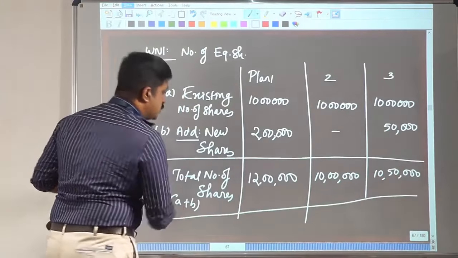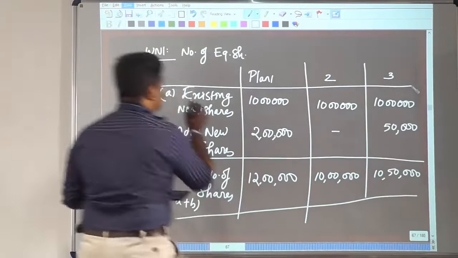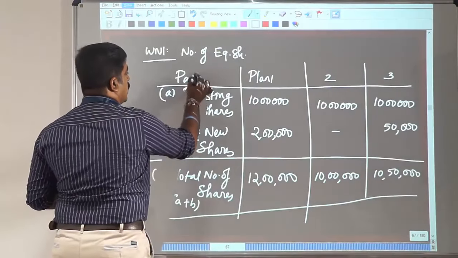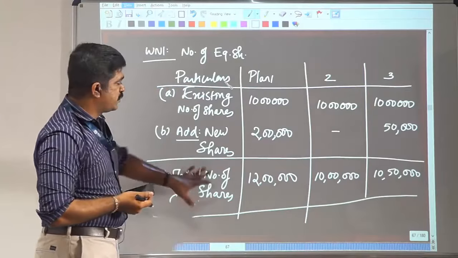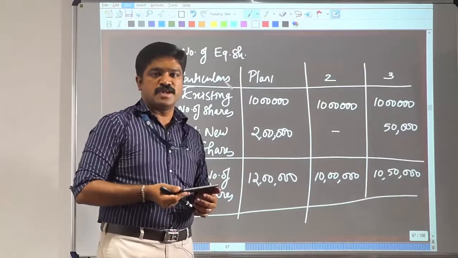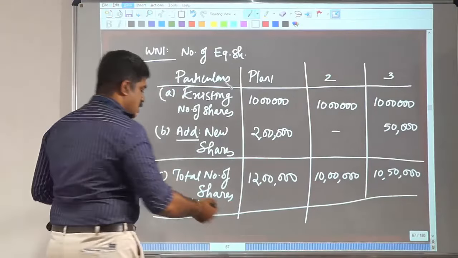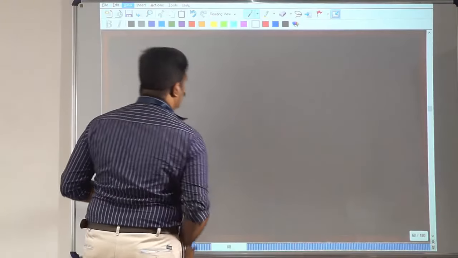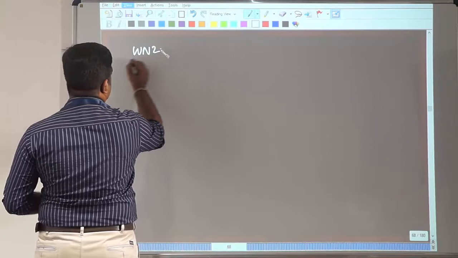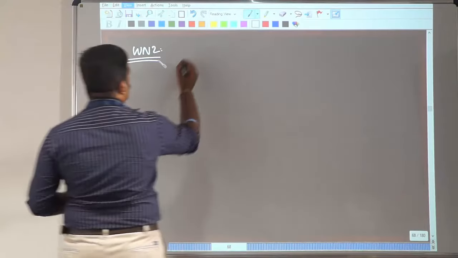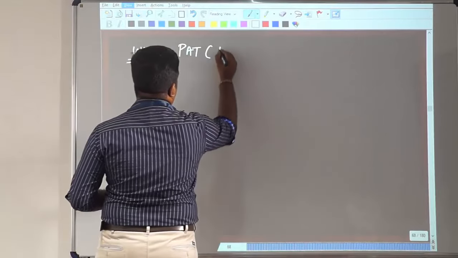Okay. So this information is very relevant, because if you want to calculate EPS, you cannot calculate EPS without knowing the number of shares. Okay. So this information is relevant for us. So now we have the total number of shares. Now we'll try to find out the earnings available for shareholders in all the 3 plans. Okay. So working note 2, computation of PAT for plan 1.